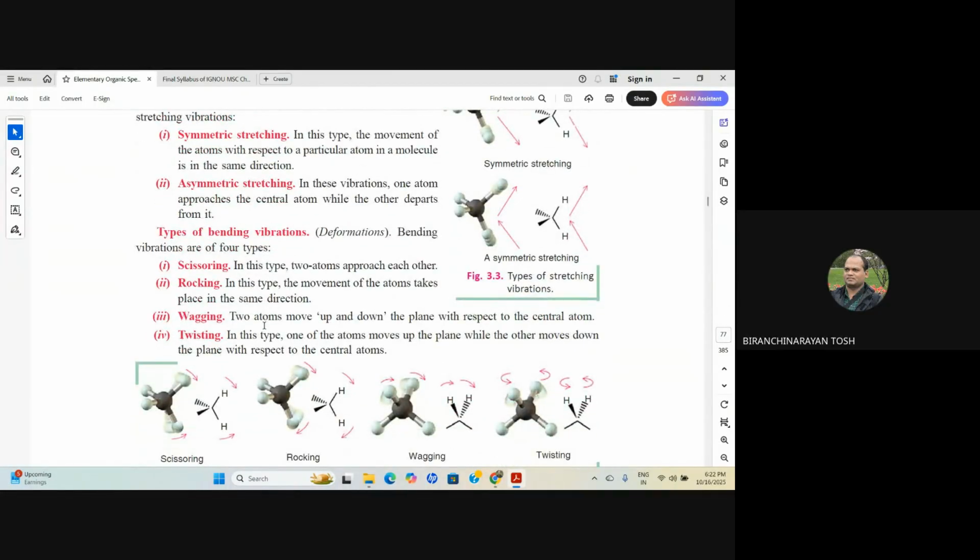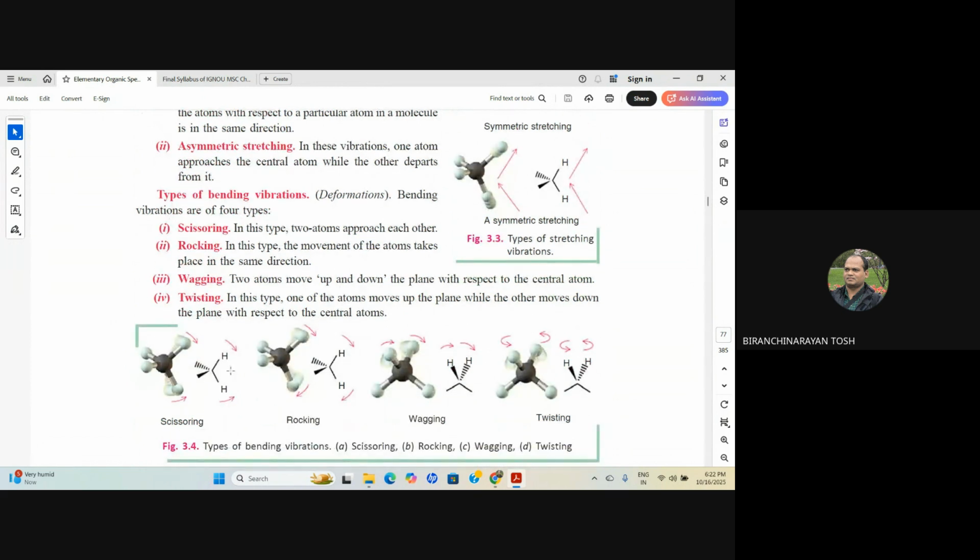Then types of bending vibration or deformation. Bending vibrations are of four types, as I told: scissoring, rocking, wagging, and twisting. Scissoring is when both come closer to each other. This type of vibration is scissoring. Then rocking: both will move in one direction, this direction or that direction. Like this, it is rocking vibration.